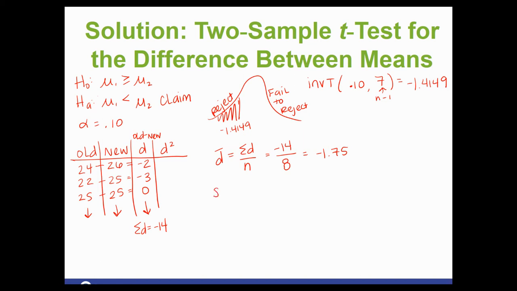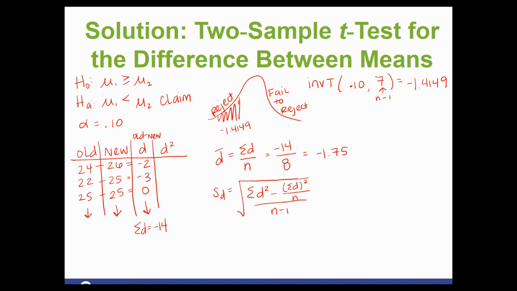Now the next thing we need to find is our standard deviation. So I'm going to copy over that formula. It's the sum of D squared minus the sum of D, we're going to take that value to square, divided by n, and that whole thing is over n minus 1 underneath a radical.